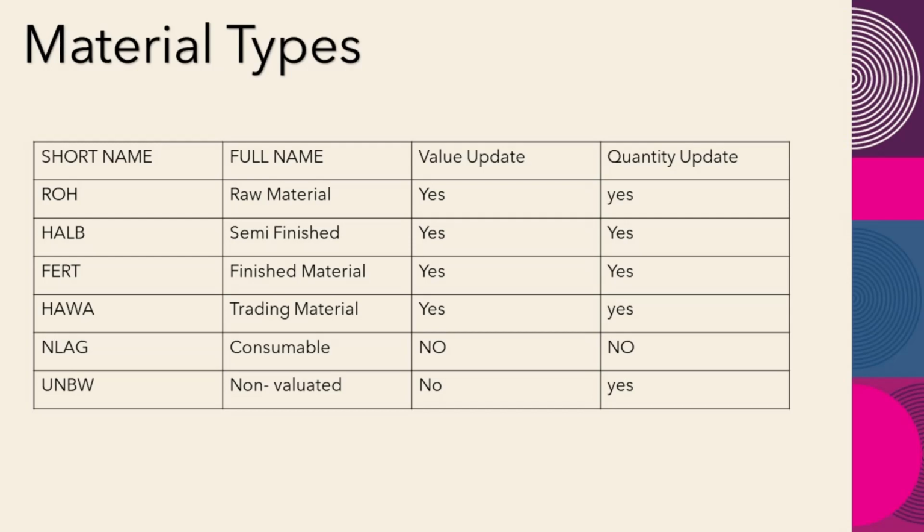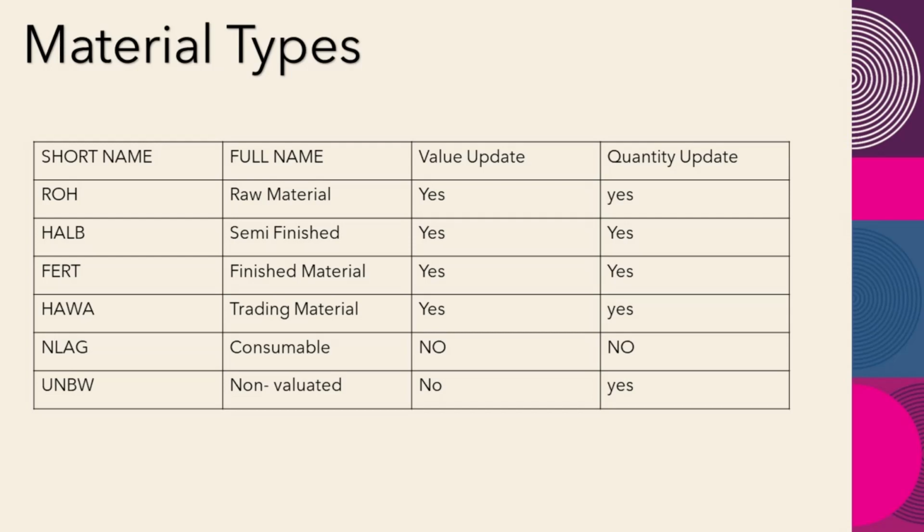Next, you have the different material types in detail. By default SAP has given shortcut or short names for these materials. You have ROH, which stands for raw material. Then there is a value update as well as quantity update. So these materials have value and quantity.